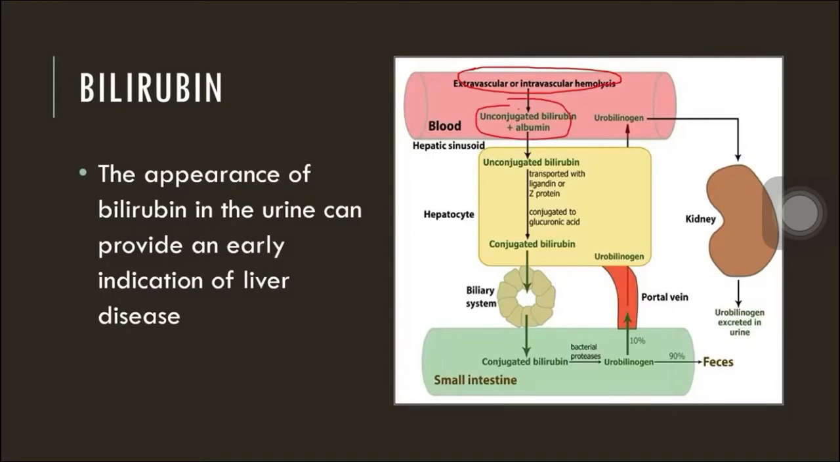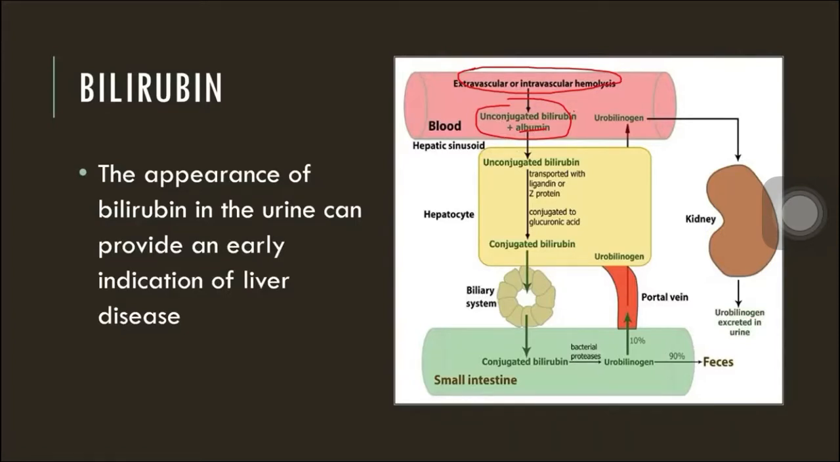So, take note, unconjugated bilirubin, its nature is non-polar. Since it is non-polar, it cannot travel within our circulation, within our blood. So what it will do is hitch a ride on the transport protein or carrier protein, albumin. So where do they go? They go to the liver. Upon reaching the liver, albumin leaves.